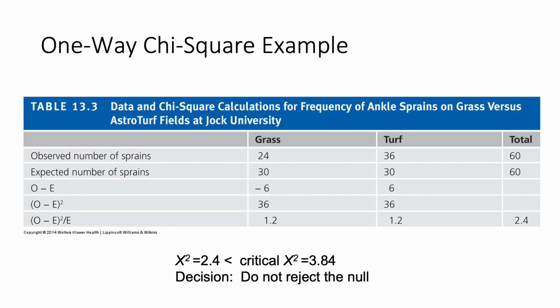Therefore, you divide the total number of sprains over the course of the 2 years by half to get the expected number for each field. After using statistical software such as SPSS, you get an x squared value of 2.4. The critical x squared value is 3.84. So since 3.84 is greater than 2.4, you do not reject the null hypothesis and conclude that both fields yield the same frequency of ankle sprains and that any differences are due to chance.